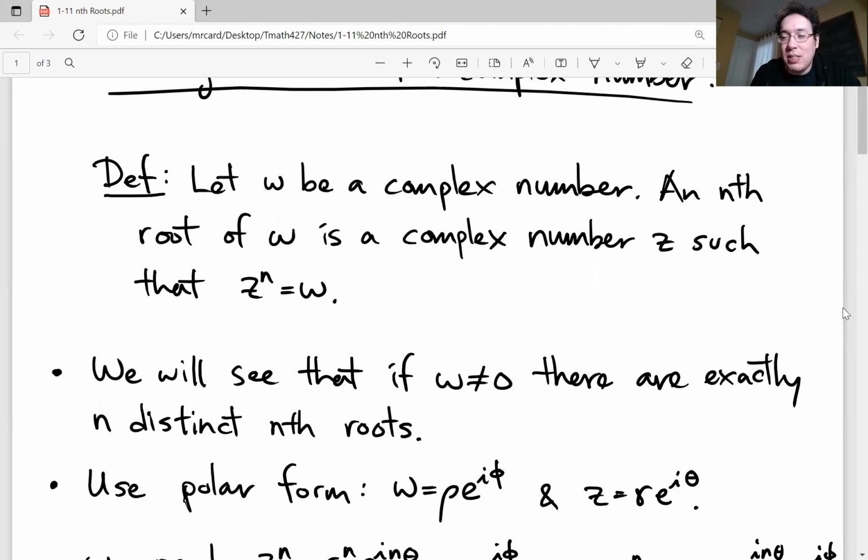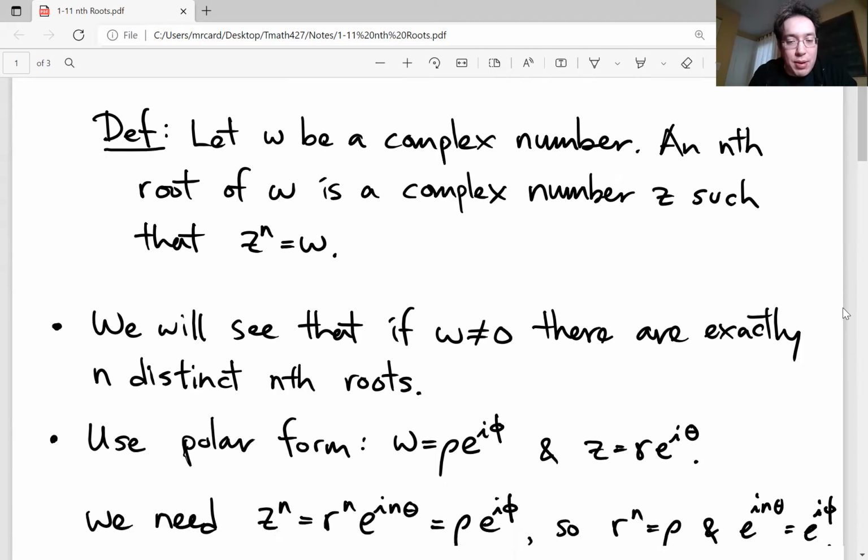So there are different rules for the parity of the n. It behaves differently between even and odd. But with complex numbers, you could always do it. And you know exactly how many we have.